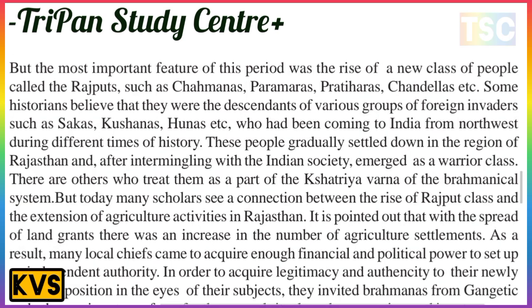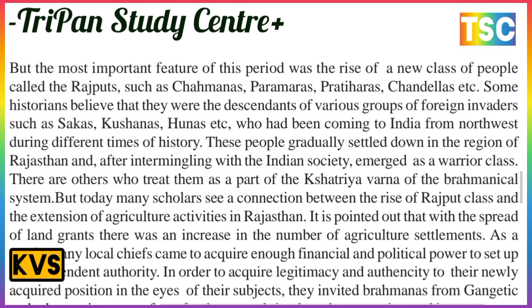The most important feature of this period was the rise of a new class of people called the Rajputs, such as the Chauhans, the Paramaras, the Pratiharas and the Chandelas. Some historians believe that they were the descendants of various groups of foreign invaders, such as the Shakas and the Hunas, who had been coming to India from the northwest at different times in history. These people gradually settled down in regions like Rajasthan, intermarried within Indian society and emerged as the warrior class.